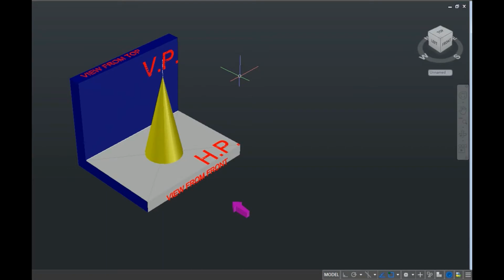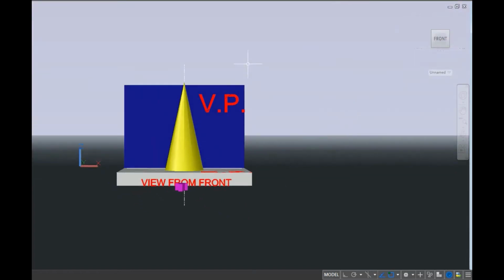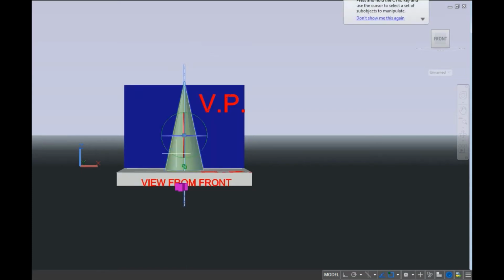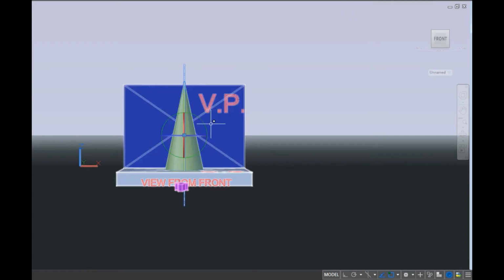Now observe that the cone is directly standing on the horizontal plane, but in our question the cone is inclined at an angle with respect to the horizontal plane. So I have to rotate this cone with respect to the horizontal plane such that it should make an angle of 30 degree with respect to the horizontal plane. So I will rotate this cone now.